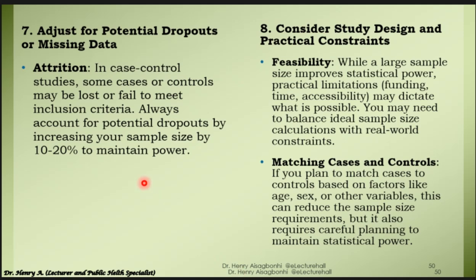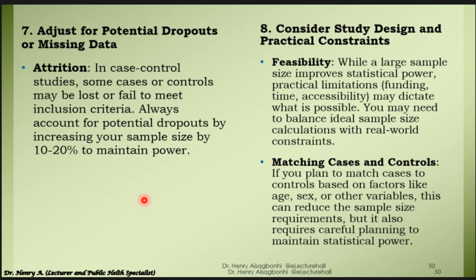The next one, of course, that affects the population size is to adjust for potential dropouts or missing data. That's the next step. In case control studies, some cases or controls may be lost or fail to meet inclusion criteria. So always account for potential dropouts by increasing your sample size by 10 to 20% to maintain power.